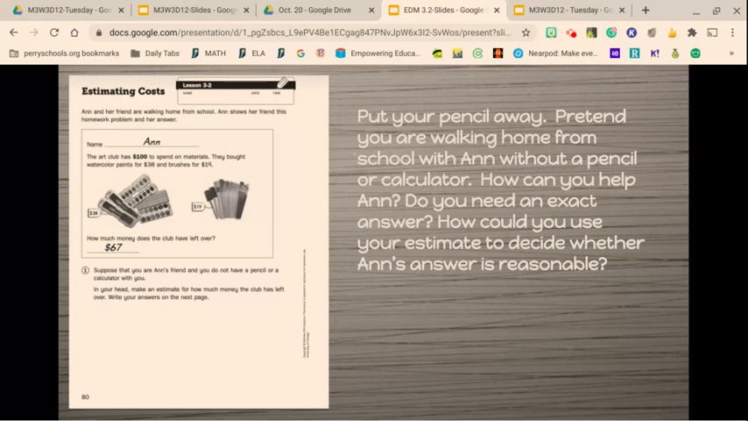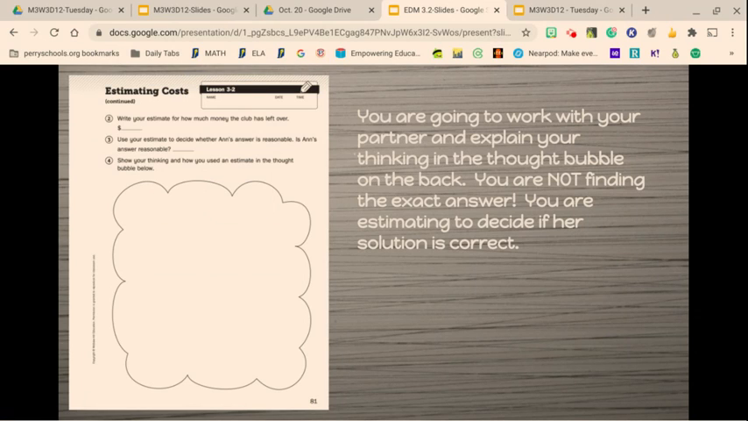Once I know those two numbers, we have to put them together. And then it's asking, how much money does the club have left over? So left over is what they're going to have when they spend their money. So once you decide how much they have left over, you're going to write your estimate on line 2. You're going to use your estimate to decide whether Anne's answer is reasonable.